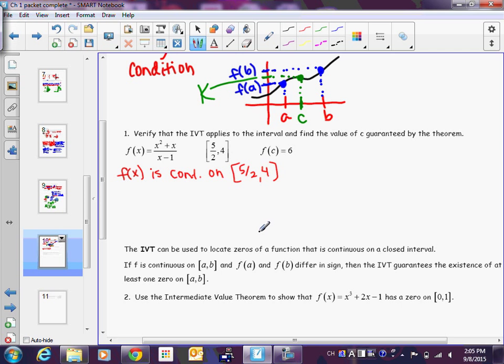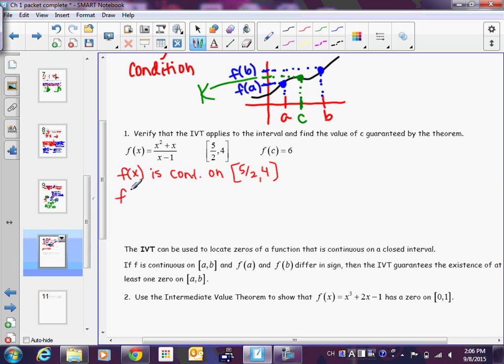All right, you don't have to prove it, although if you kind of think about it, it should make sense. There is a value for x where this thing is not continuous. Can anybody tell me what that is? 1. But it's okay because 1 is not between 5/2 and 4. 5/2 is like 2.5. So everything is fine. All right, the next thing we need to do is actually find f of a and f of b and make sure that 6 is between those two numbers.